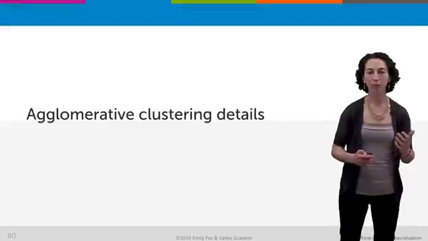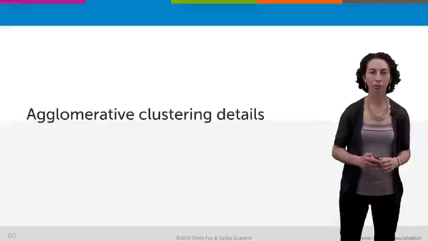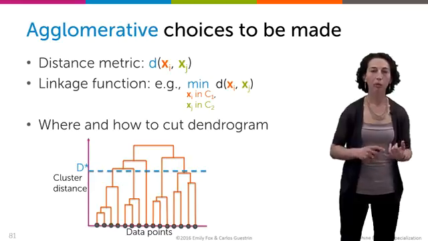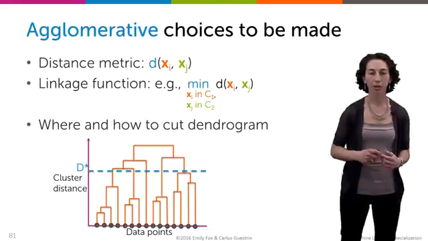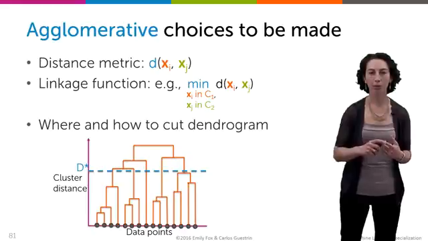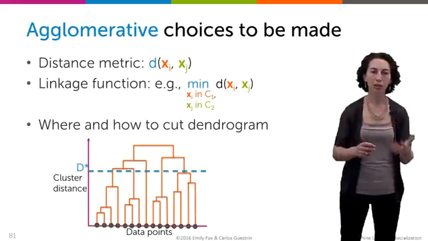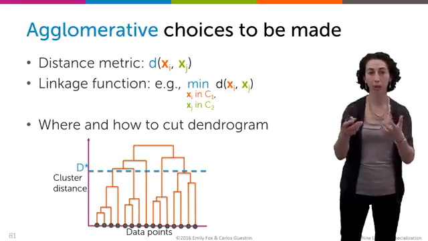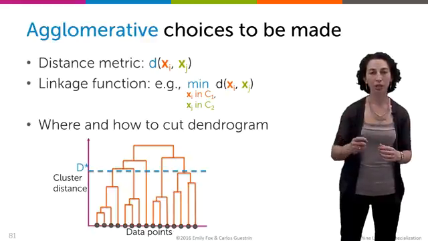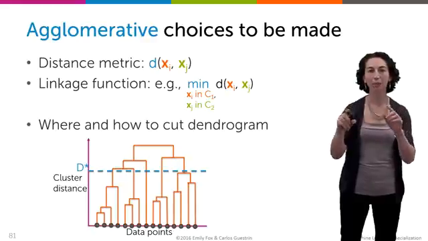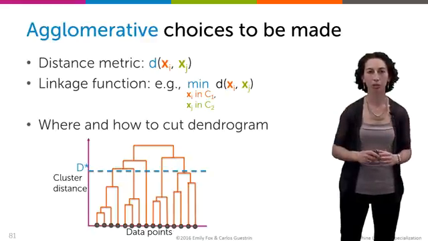Finally, let's wrap up by providing a few more details on agglomerative clustering. So one thing worth discussing are what are the choices that we have to make in agglomerative clustering. One is, what is the distance metric we're going to use to compute the pairwise distances between points? And then the other is, what is the linkage function we're going to use to compute the resulting distances between pairs of clusters? And for single linkage, that linkage function is just the minimum distance between any pair of points appearing in the two clusters.